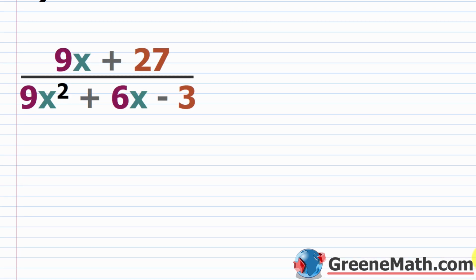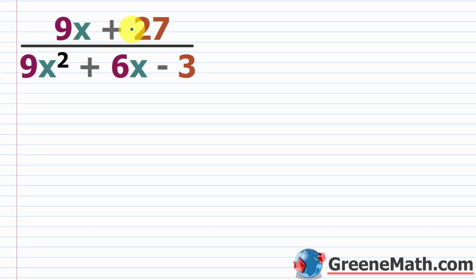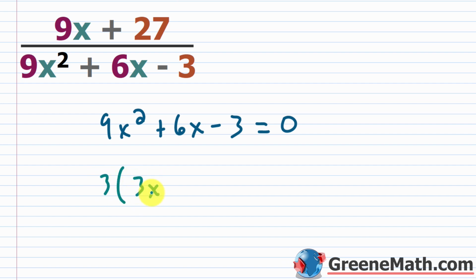Let me scroll down a little bit. So we have 9x plus 27 over 9x squared plus 6x minus 3. Again, I'm just taking this 9x squared plus 6x minus 3, setting it equal to 0, and solving. Now, in this case, I could pull out a 3, right? Because 9 is divisible by 3, so is 6, and so is 3. So if I pull that out, I would have 3x squared plus 2x minus 1. And then I put this equal to 0 like this.